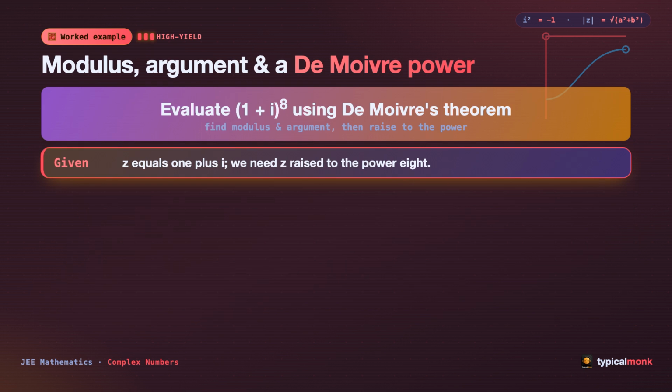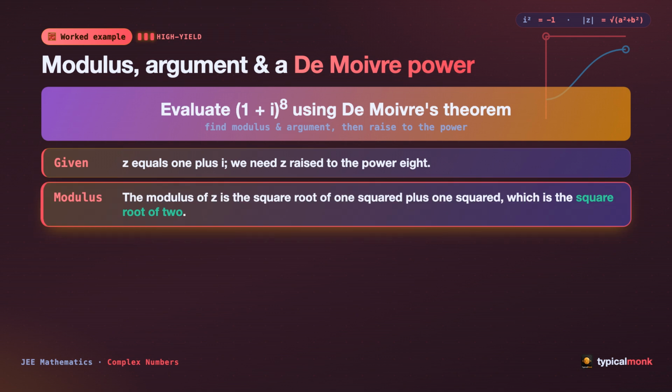Time to solve a full problem together, slowly, the monk's way. Evaluate (1 + i)^8 using de Moivre's theorem. Step 1. Write down what is given. z = 1 + i, and we need z^8. Step 2. Find the modulus. It is the square root of 1 squared plus 1 squared, which is the square root of 2.